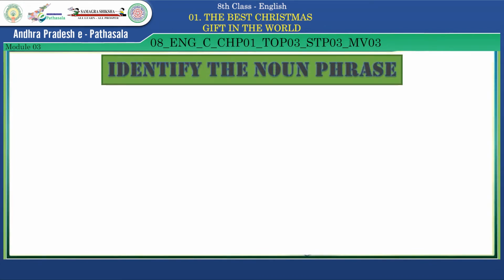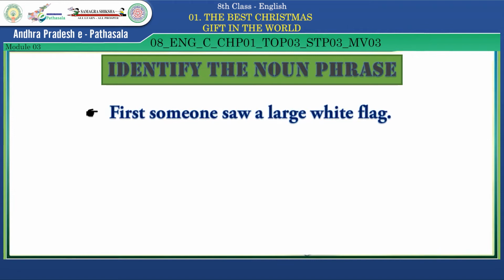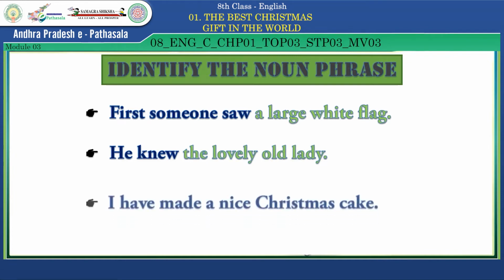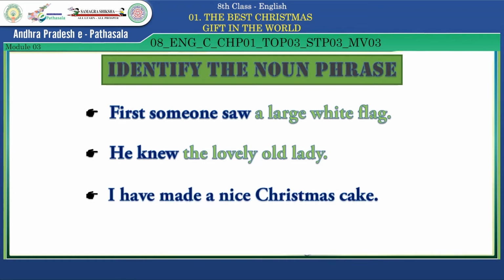Read the following sentences and identify the noun phrase. First one. First, someone saw a large white flag. What is the noun phrase in this sentence? Yes, a large white flag. He knew the lovely old lady. He knew what? Right, the lovely old lady is the noun phrase. Coming to the next one. I have made a nice Christmas cake. I have made what? A nice Christmas cake, and that is the noun phrase. Very good.